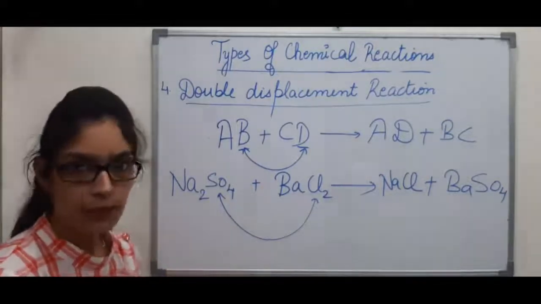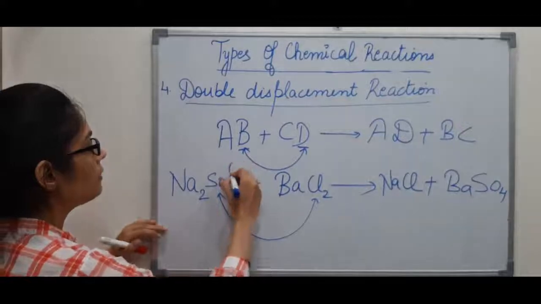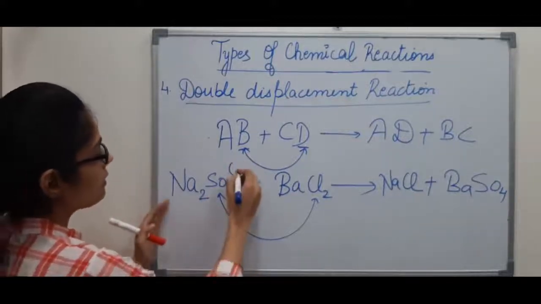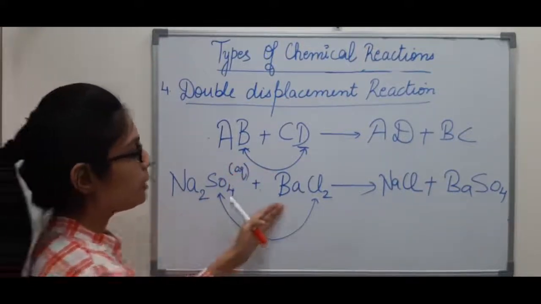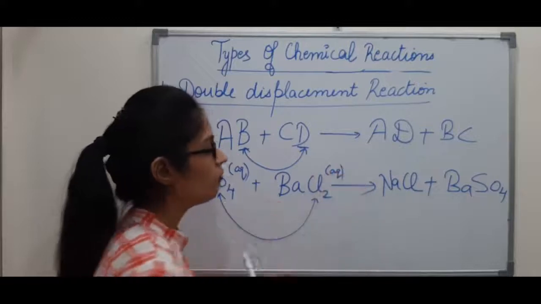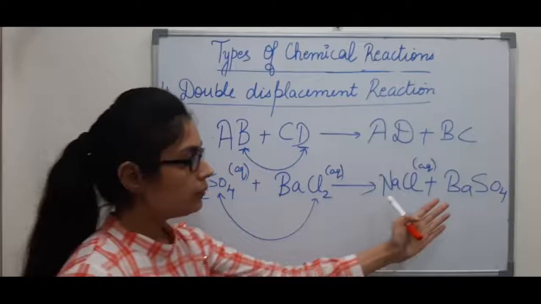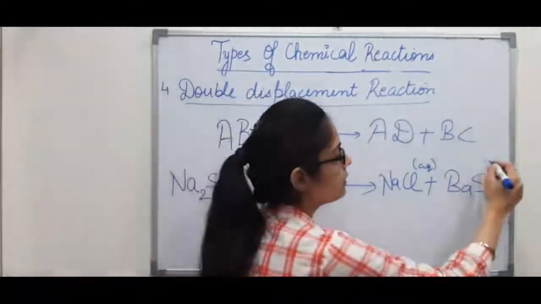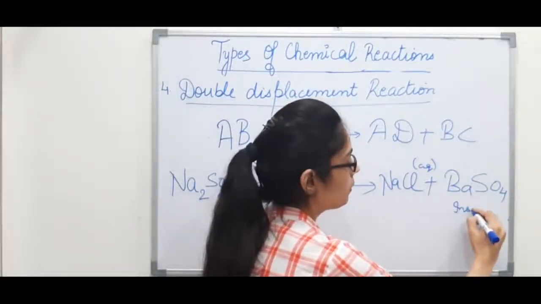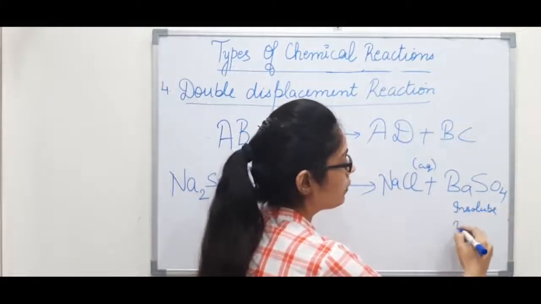I can see the reaction is similar to the general form, so I can conclude that this reaction is a double displacement reaction. But here we will understand one more thing. Sodium sulfate is aqueous. Barium chloride is also in aqueous form. Sodium chloride is also in aqueous form. But barium sulfate is an insoluble white precipitate.